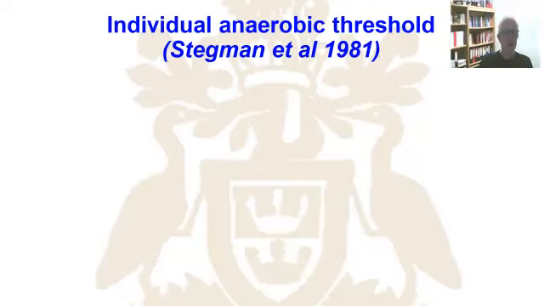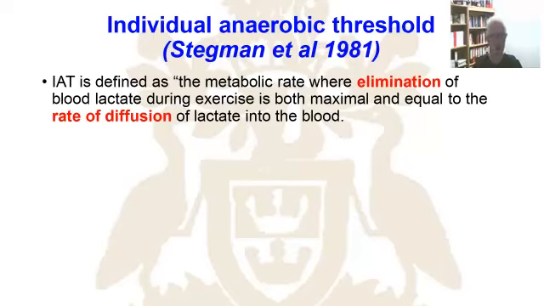So Stegman back in 1981, again this is for identifying lactate turn point, surrogate measure of maximal lactate steady state, proposed a test called the individual anaerobic threshold. And they defined it as this. IAT is defined as the metabolic rate where elimination of blood lactate during exercise is both maximal and equal to the rate of diffusion of lactate into the blood.